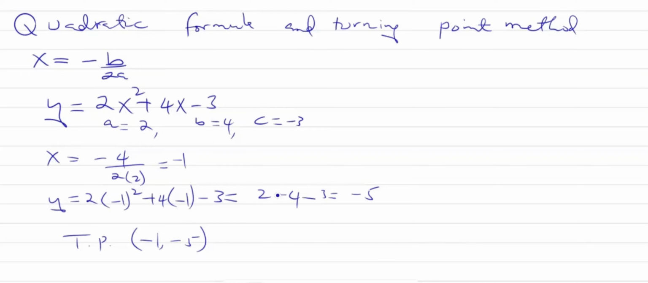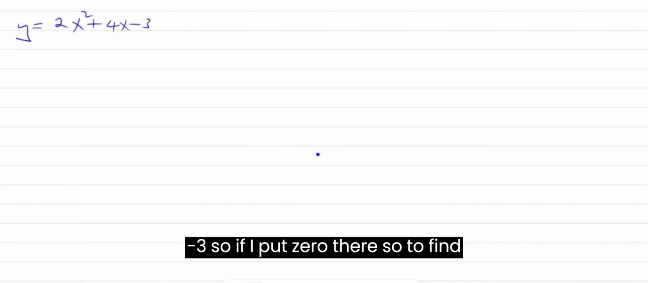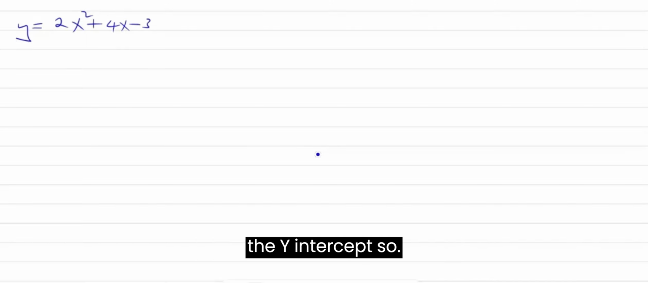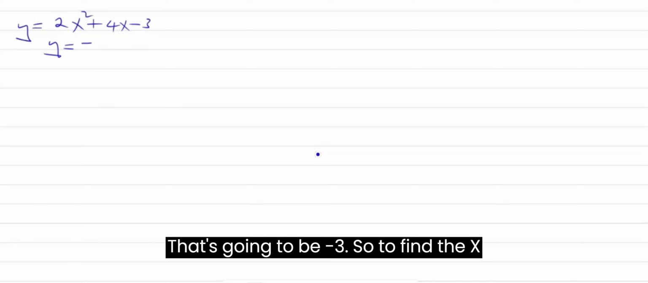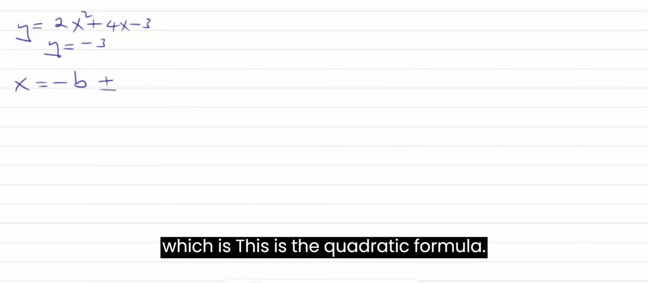And let's get more space. So the x-intercept, so my function was 2x squared plus 4x minus 3. So if I put 0 there, to find the y-intercept, that's going to be -3. So to find the x-intercept, we could use the quadratic formula to find the x-intercepts. So this is the quadratic formula.